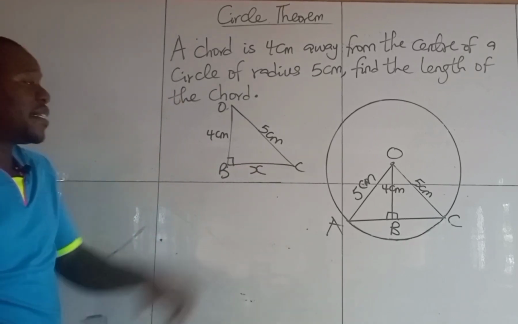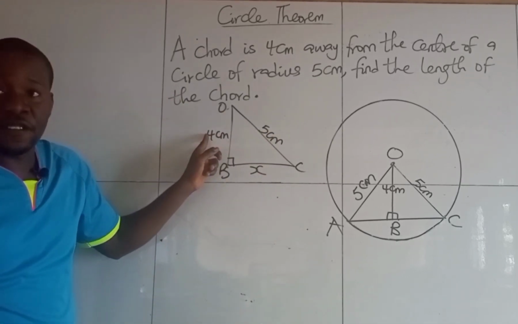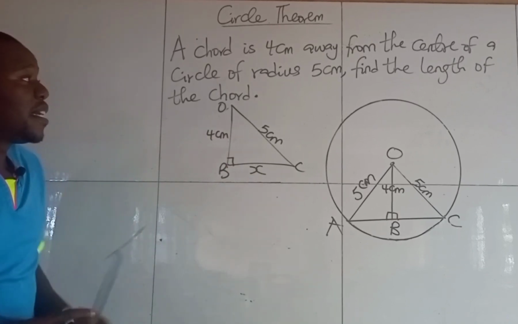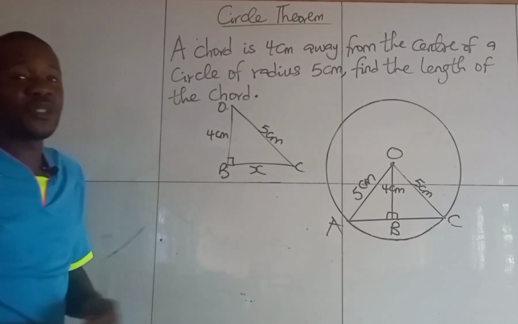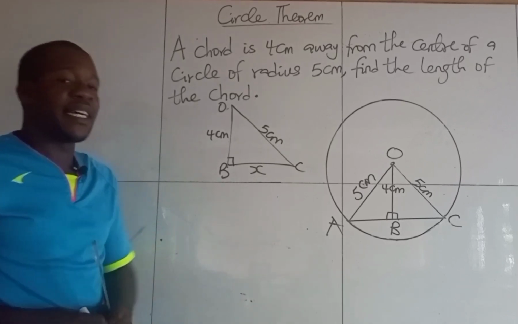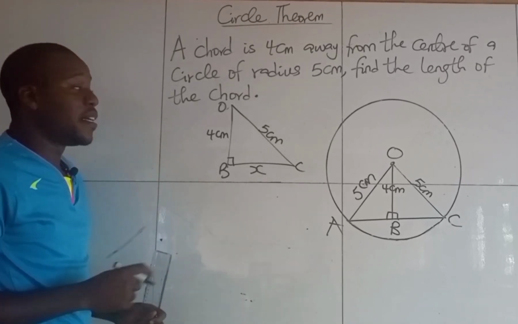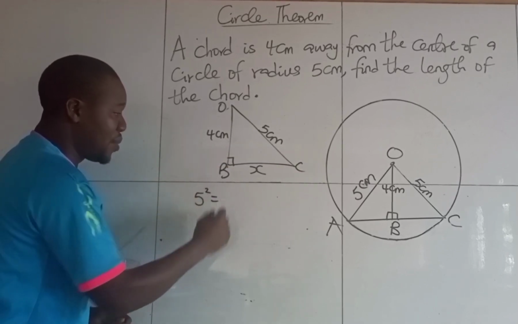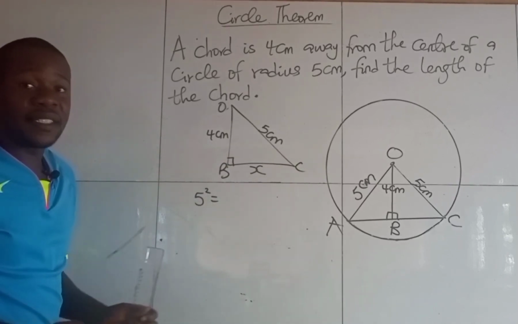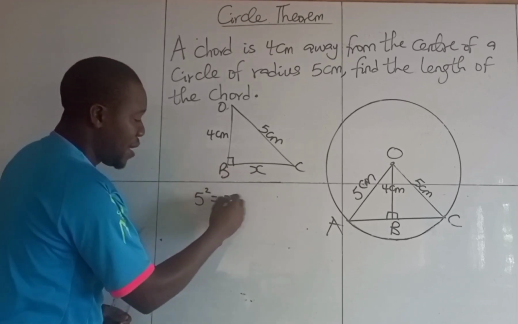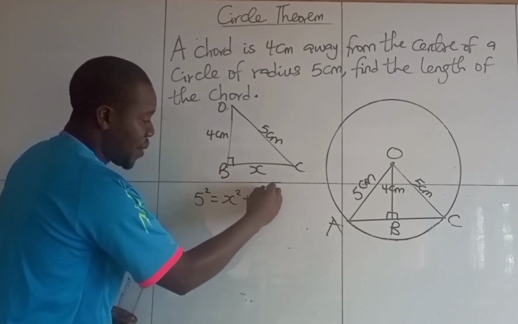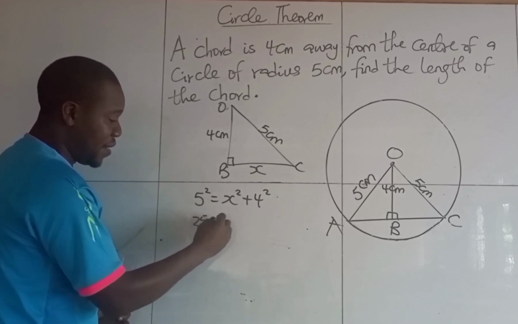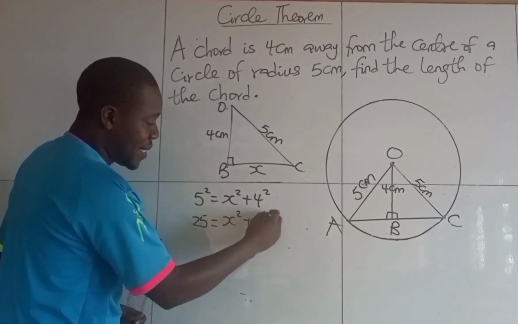So whenever you have a right angle triangle and two sides are given and one side is not given, you can remember your Pythagoras theorem. What is Pythagoras theorem? The hypotenuse squared is equal to opposite squared plus the adjacent squared. So we can apply that theorem here. My hypotenuse is the longest side, which is 5. 5 squared is equal to, either of them can be opposite or adjacent, as the case may be, 5 squared is equal to x squared plus 4 squared. Simple equation. 25 equals x squared plus 16.